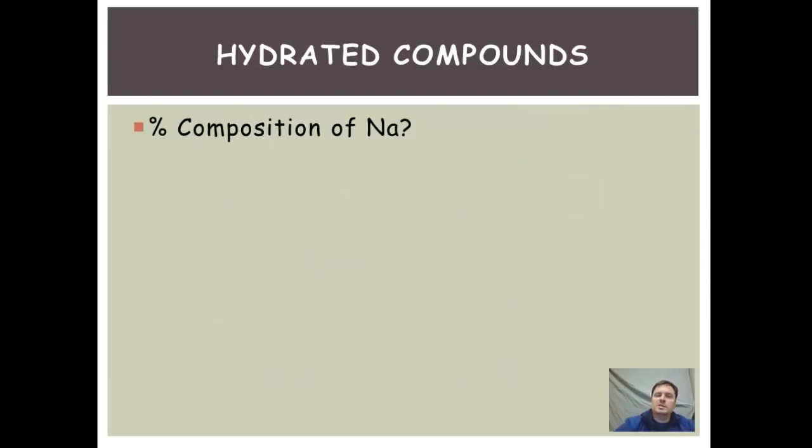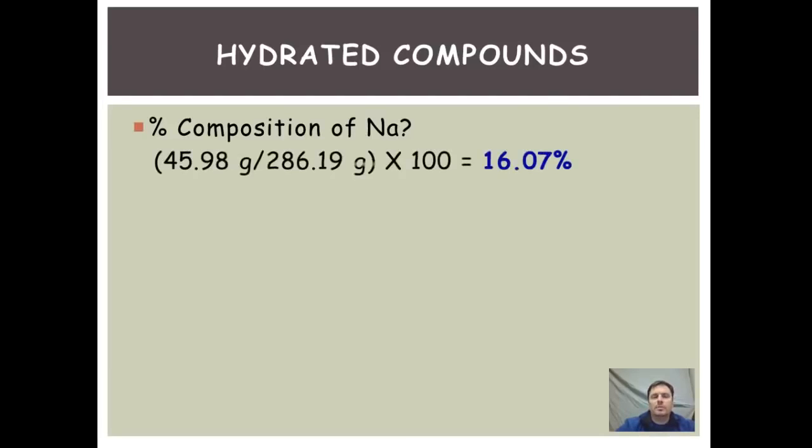So what's the percent sodium in that previous compound? Well, what we have to do is take the amount of sodium, which is 45.98, divided by the total formula weight, times 100. So it's 16.07%, same as we have been doing earlier. This is why writing it out like I did makes it a little bit easier, okay?